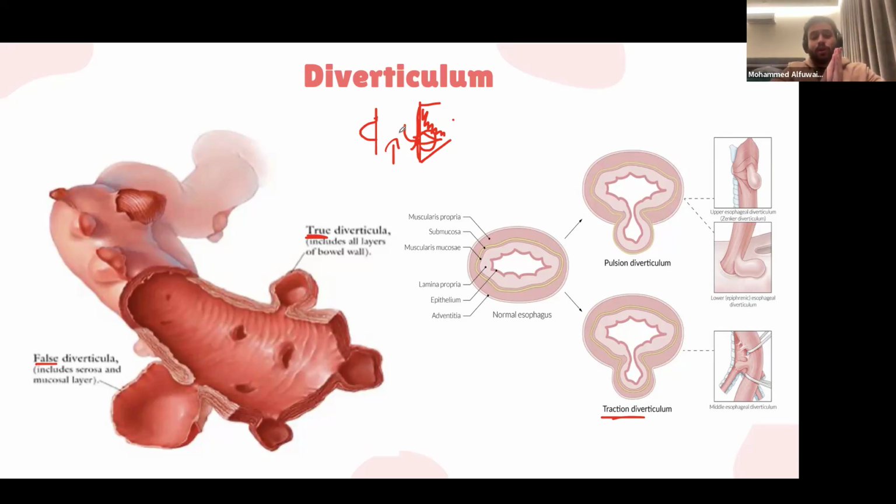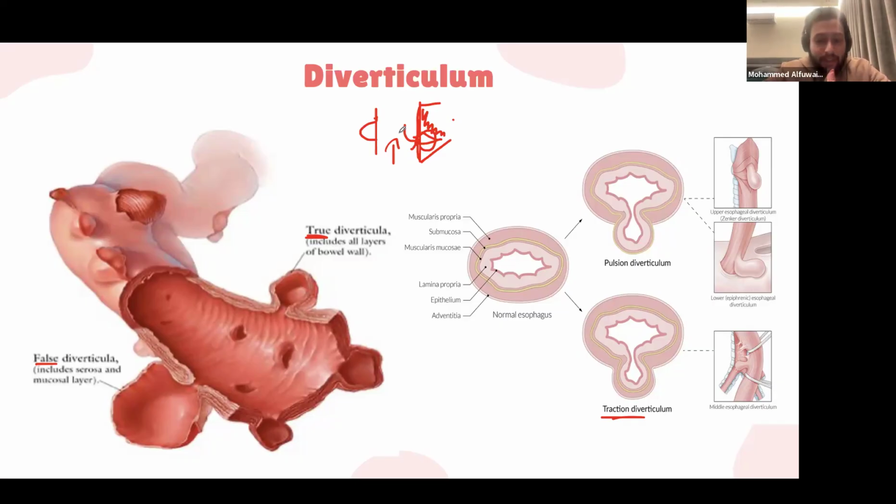The most important cause of true diverticula that I need you guys to remember is Meckel's diverticulum. Okay? That is a cause of a true diverticulum. Meckel's diverticula is congenital. It's going to be in the anti-mesenteric border. It's going to be a true diverticula, and it's a traction diverticulum. Okay? This is the most important cause of true diverticulum.